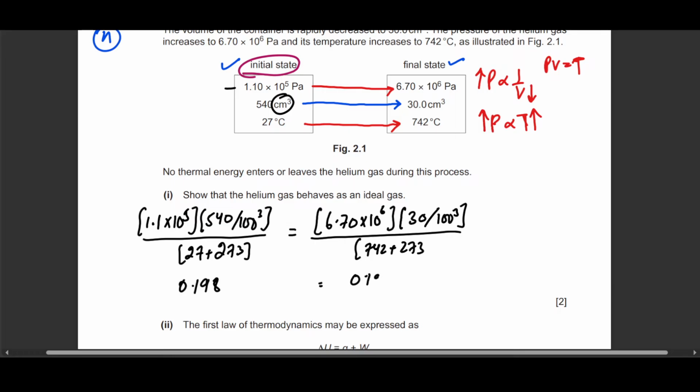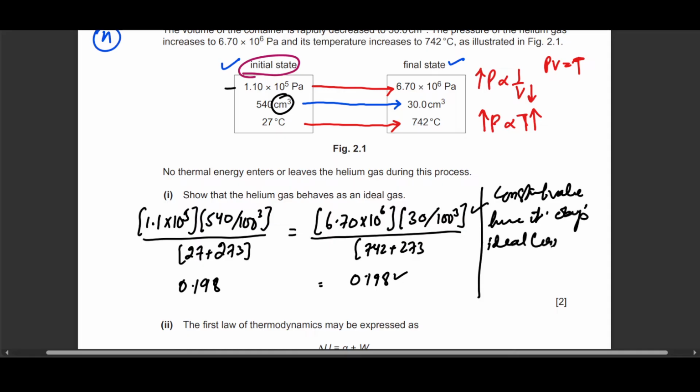Now you will notice that both answers, this is going to be 0.198 and this is also going to be 0.198. So calculating 0.198 is necessary. This is also important, and then you simply write down your conclusion over here that they're both producing a constant value, hence it obeys ideal gas laws, right? Because if it hadn't, then there would be something different in the initial state and the final state.